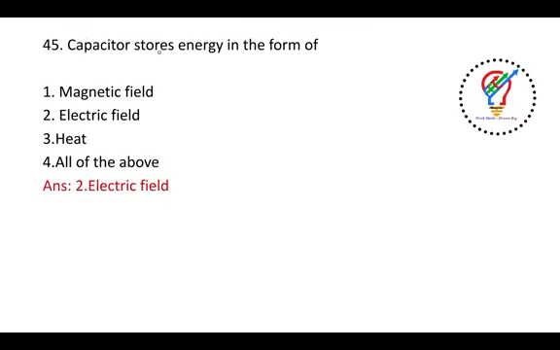Okay. The capacitor stores energy in the form of. A capacitor stores energy in the form of an electrostatic field or electric field, which is in the dielectric. Where we have a plus plate and a minus plate of the capacitor, in between there is a dielectric, and there we have the electric field stored. So the answer will be electric field. Next one.